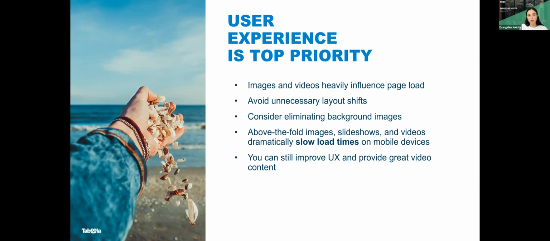Keep in mind that although above the fold images and slideshows or videos are a favorite for publishers, they do dramatically slow load times on mobile devices. We know that users have an affinity for video content, but videos tend to be very large. So the good news is that you can improve the user experience and still provide great video content. You can use a technique such as using an image placeholder for the video thumbnail. That should boost load times dramatically.